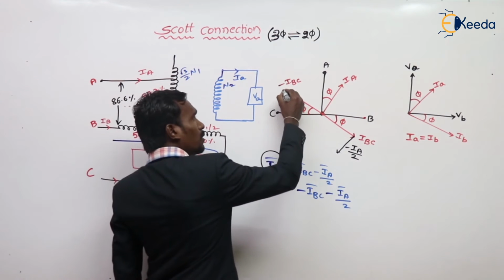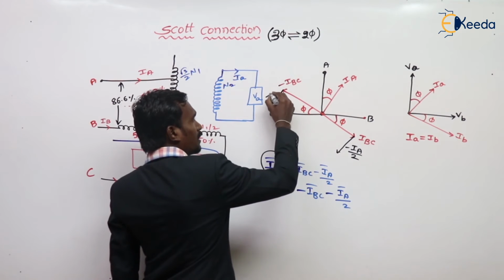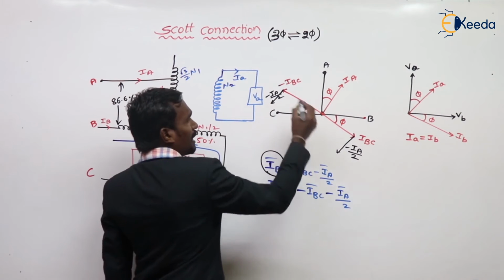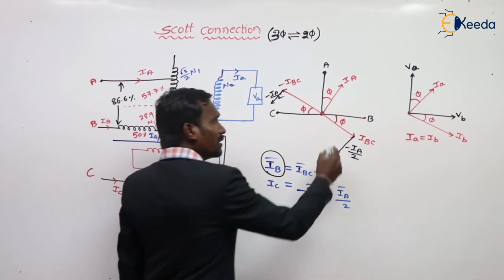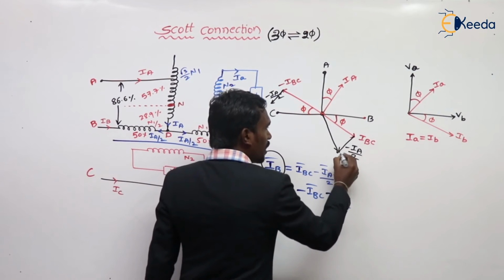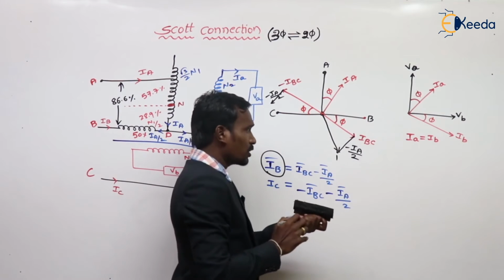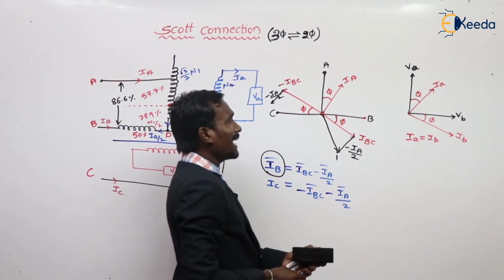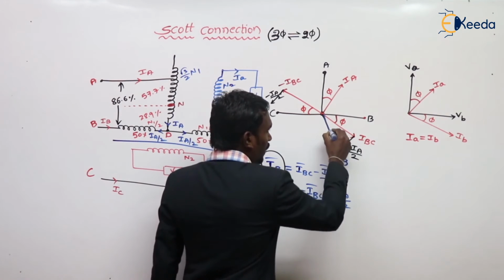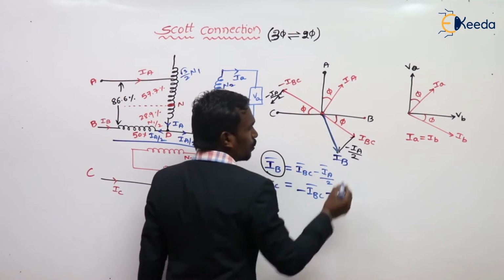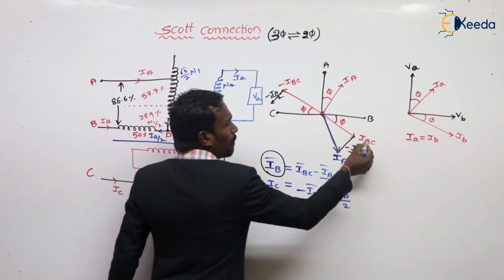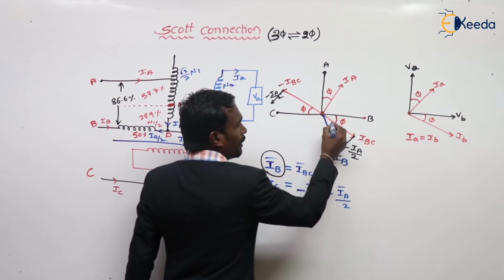And here also, this is minus IA by 2, and the sum of these two is our IB. IB is equal to IBC minus IA by 2. IBC minus IA by 2 is equal to IB.